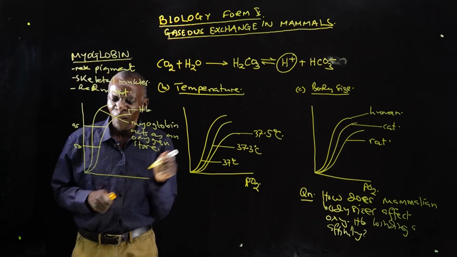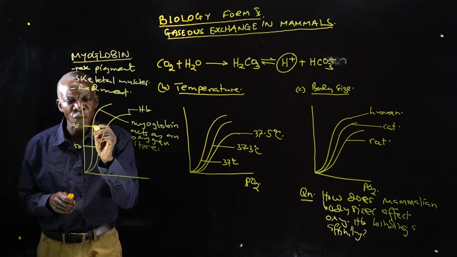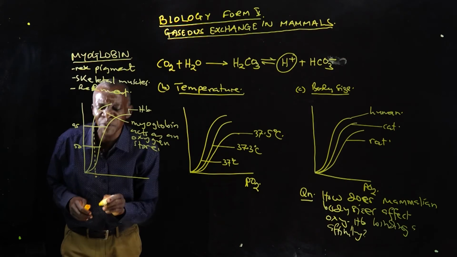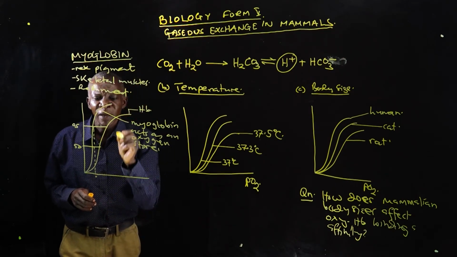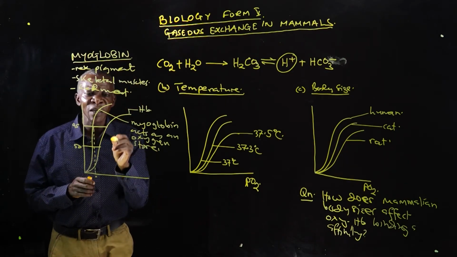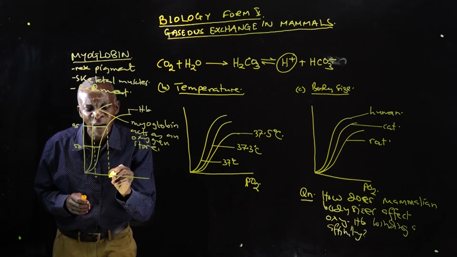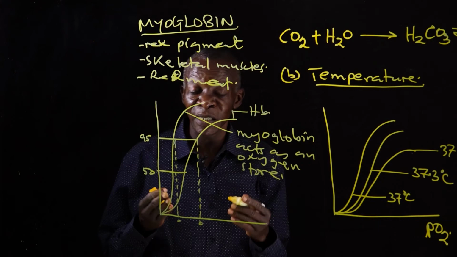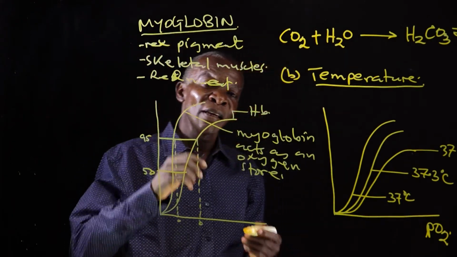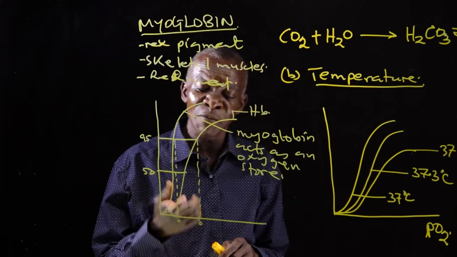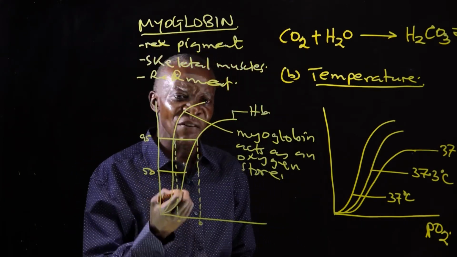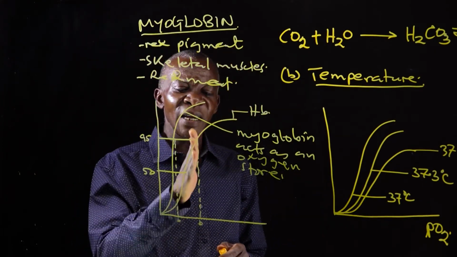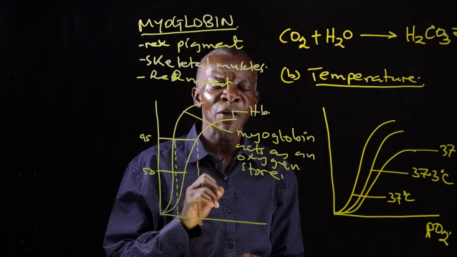Now you can see that myoglobin is capable of loading oxygen when its tension is as low as at this particular point, but hemoglobin will never load oxygen unless the tension goes as high as this particular point. And this obviously indicates that myoglobin has a greater affinity for oxygen because it can pick up oxygen even when its tension is very, very small. But hemoglobin cannot pick up oxygen unless its tension is at this particular point.